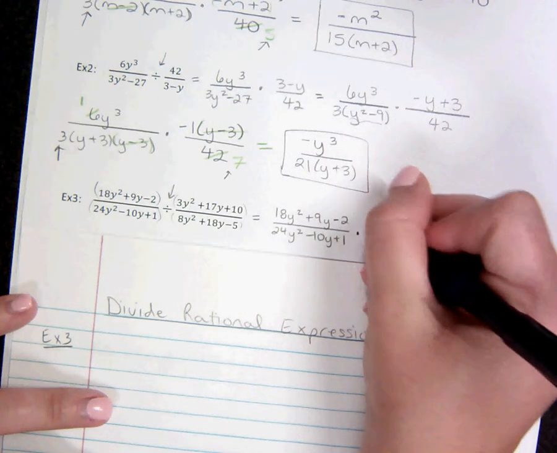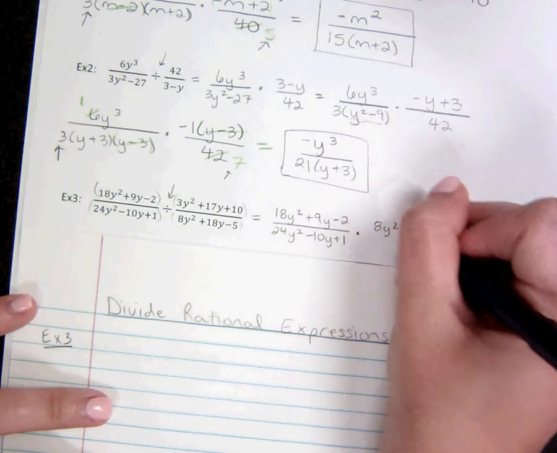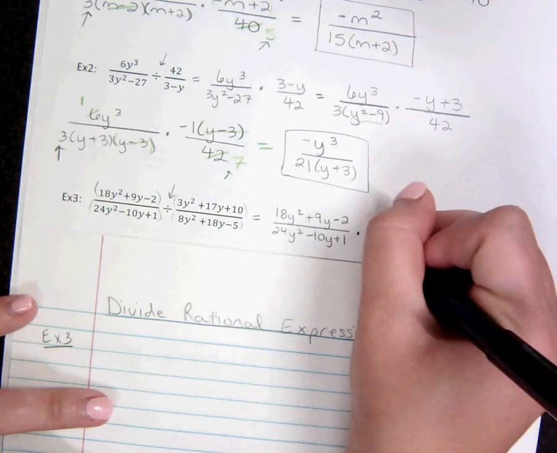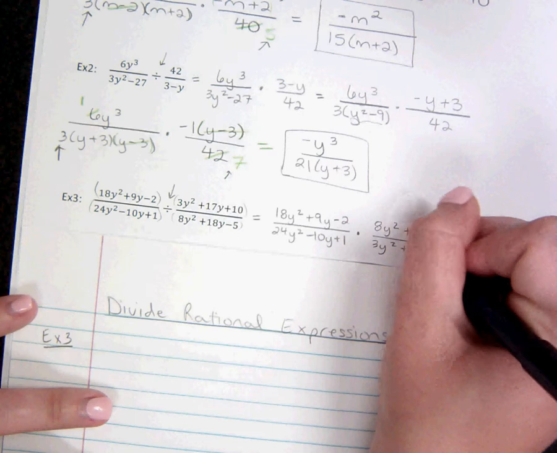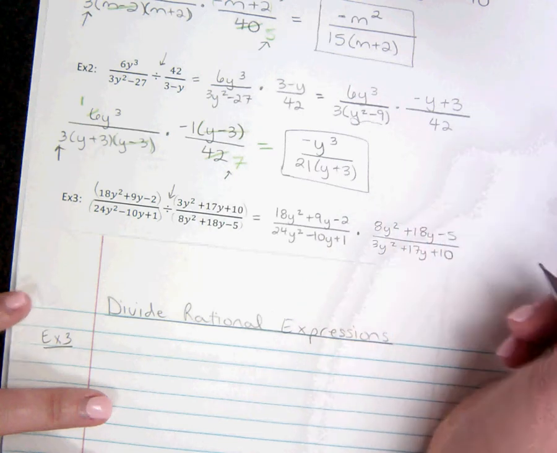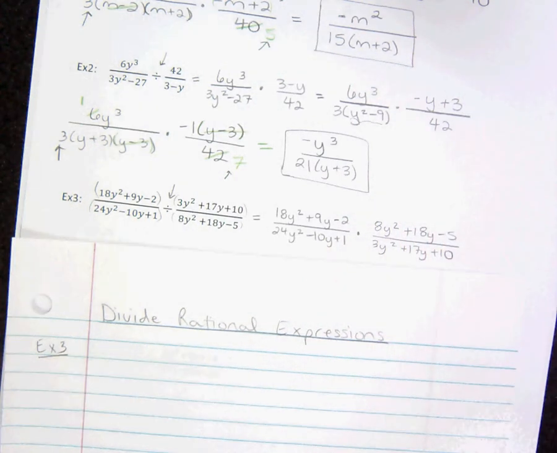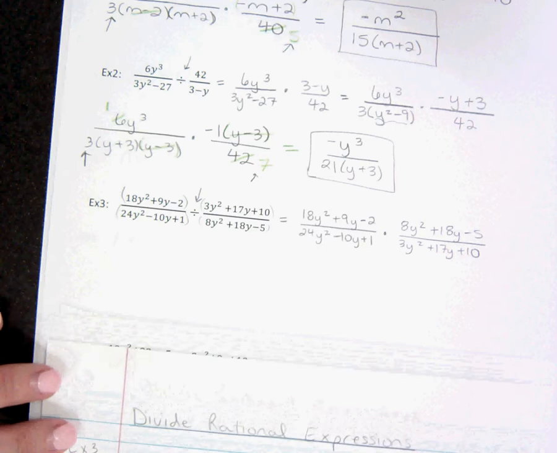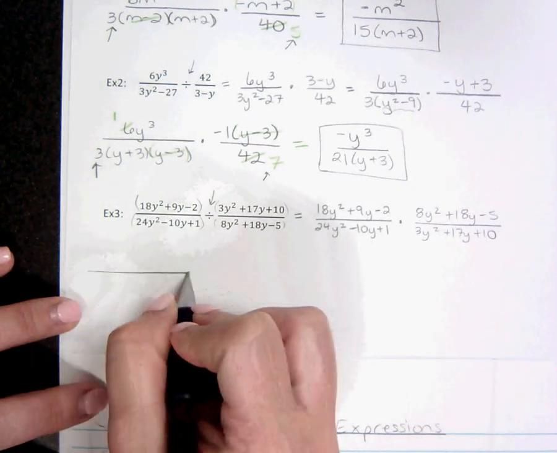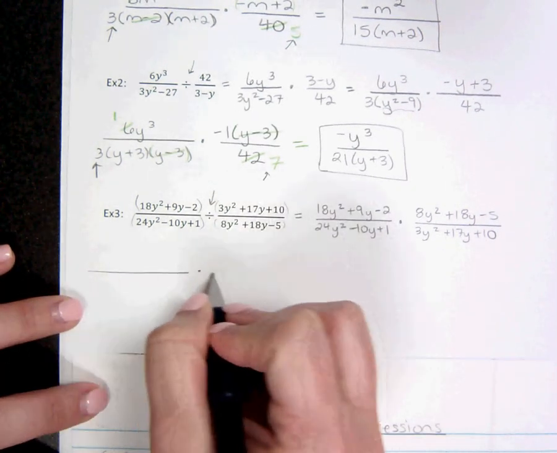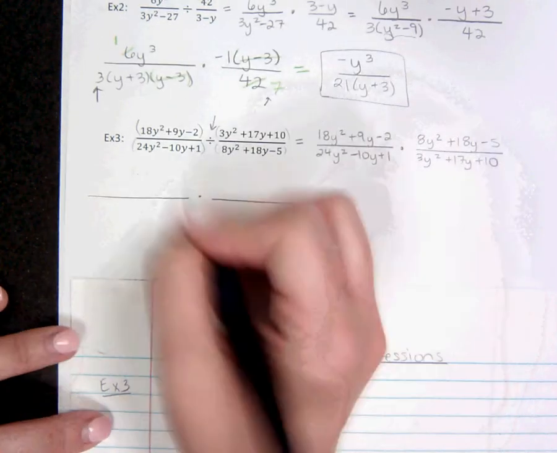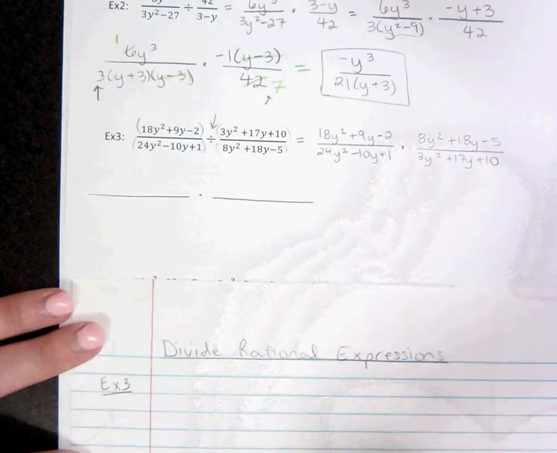Now we're going to flip this, so the 8y squared plus 18y minus 5 will be on top, and the 3y squared plus 17y plus 10 will be on the bottom. So let's get this monster factored. You're going to need 4 separate spaces, one for each trinomial, and when you're done, you're going to have a factored set and another factored set. So give yourself that empty space. But don't try to do your factoring all in the same space, it gets too messy.